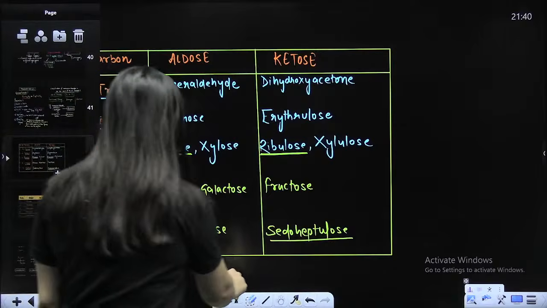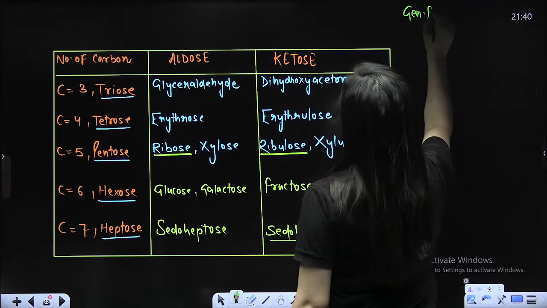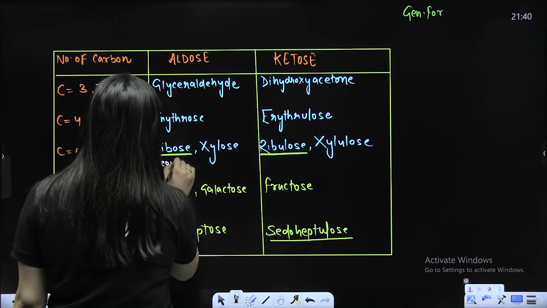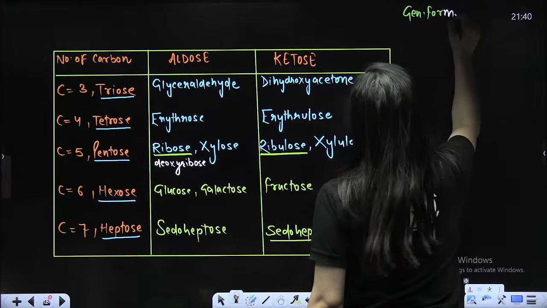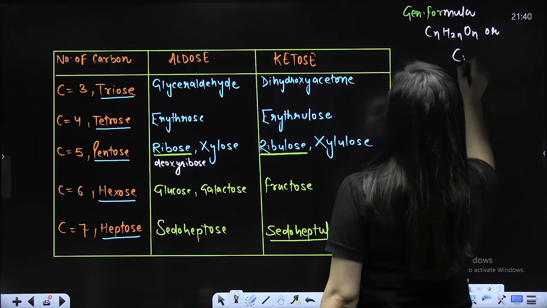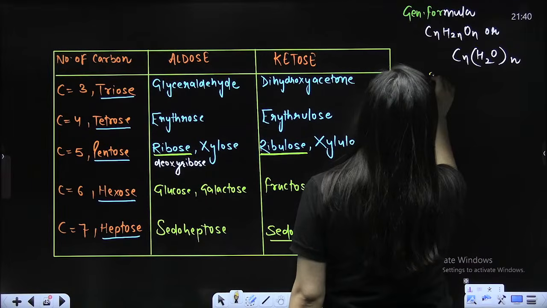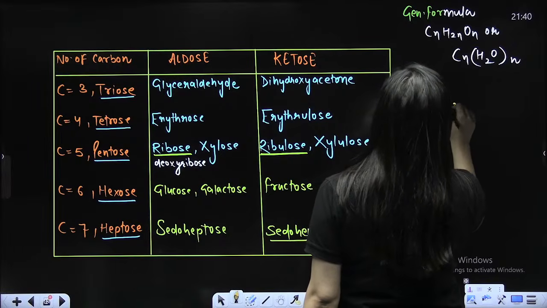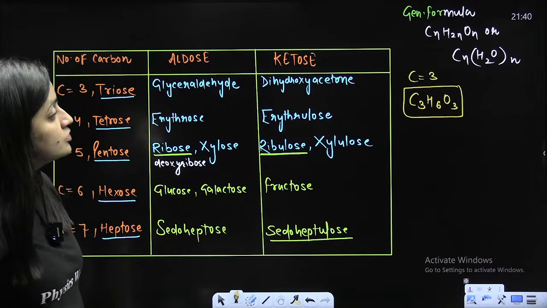So now the next part that you can do here is apply the general formula. I told you the general formula is what? One more example, how can I forget? Deoxyribose is also there. Now the general formula. It is CnH2nOn, or you can also write it like this, Cn(H2O)n. Now, if carbon number is 3, what will be the formula? C3H6O3. Am I right? That is going to be the general formula.